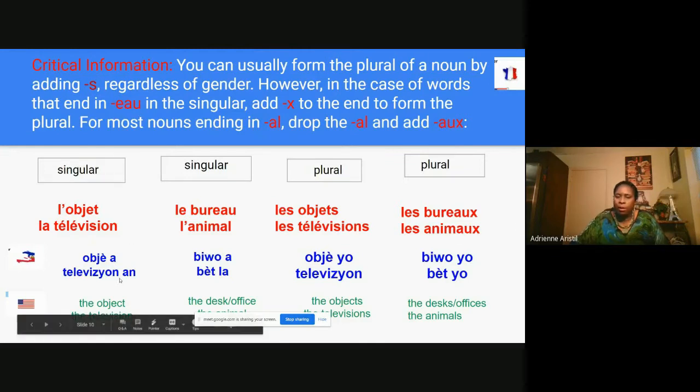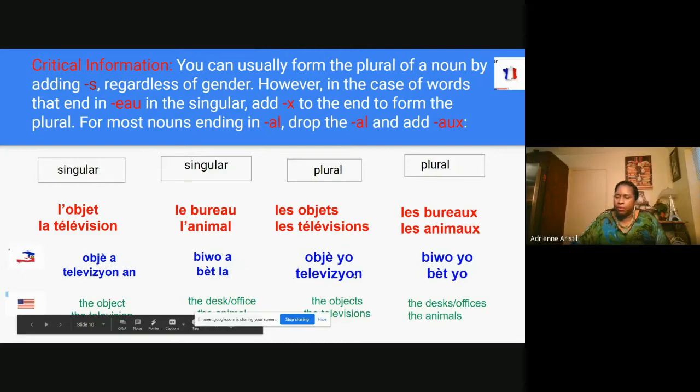Now for Creole, we don't have all these rules. Okay, for Creole, you will say objet, télévision, bureau, and for animal, you will say bête, bête for animal. It's not the same. Usually the words are the same in French and in Creole, but they don't have the same spelling. This one is a little different. For animal, say bête.